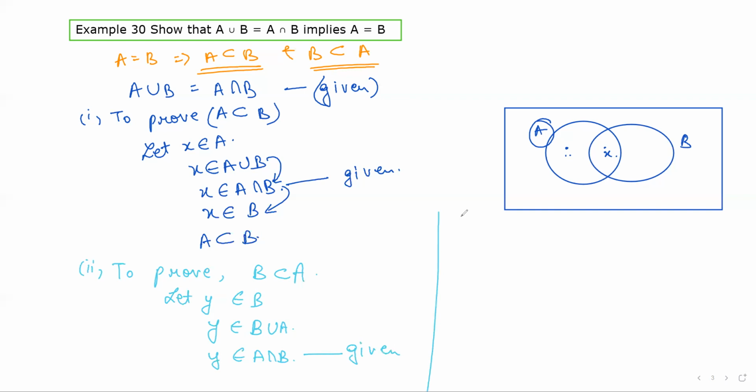If this is true, then Y will also belong to A because it's part of both A and B. Therefore, we can say that B is a subset of A because every element of B ultimately is present in A as well. From equations 1 and 2 and 3, we can say that A is equal to B.